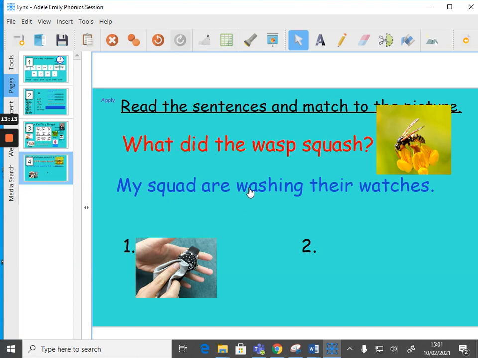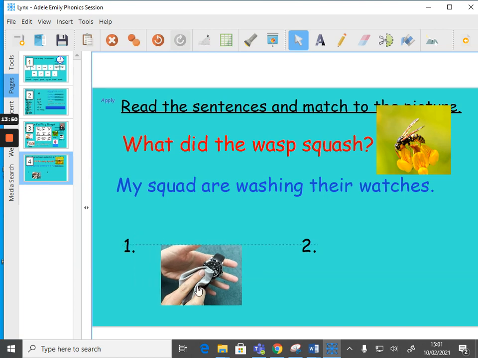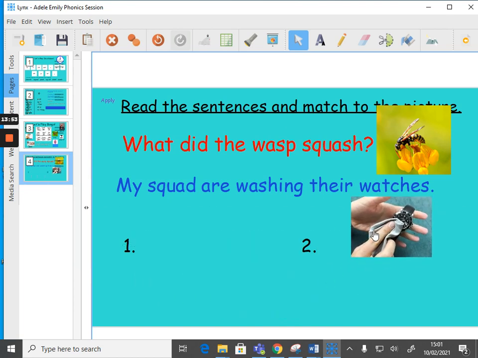My squad are washing. Again, I've got a W followed by A. It should be the short O sound. Let me read that again. Washing. That sounds much better. My squad are washing their watches. Oh, I remembered my spelling rule there. After my W, I remembered that it's the short O. Watches. Which picture goes with this blue sentence? My squad are washing their watches. Great. It's picture number 1. So let's pop it here.